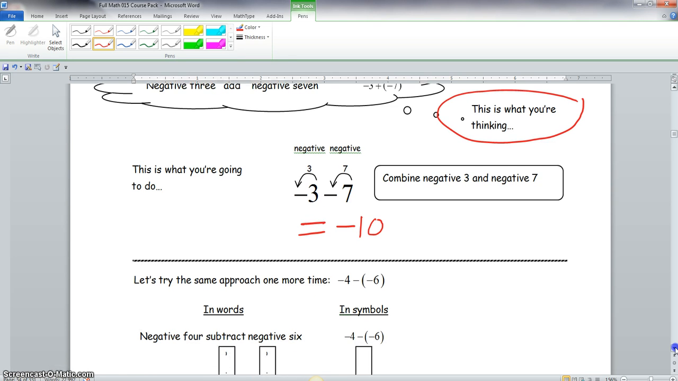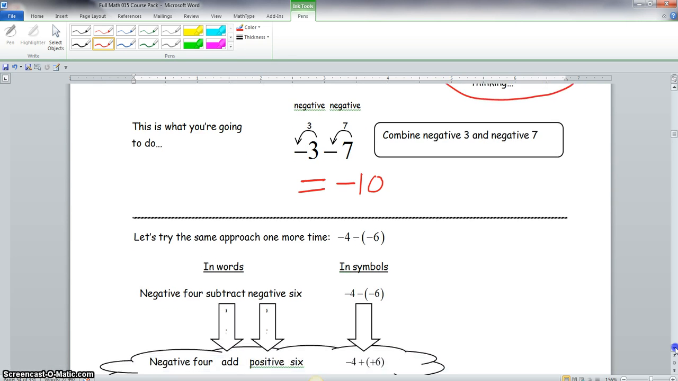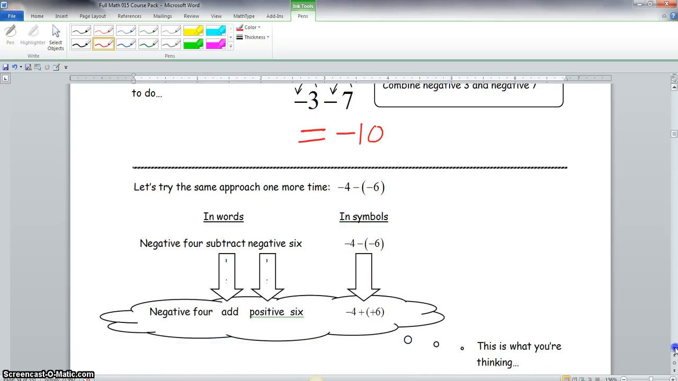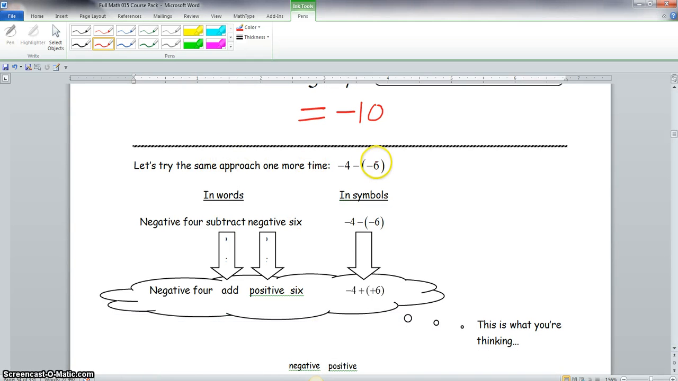Now we come down here. It says, let's try the same approach one more time. We have negative 4 minus a negative 6, or subtract a negative 6. So negative 4 subtract negative 6. We have this in symbols, which is negative 4 subtract a negative 6. So we could say negative 4 add positive 6.